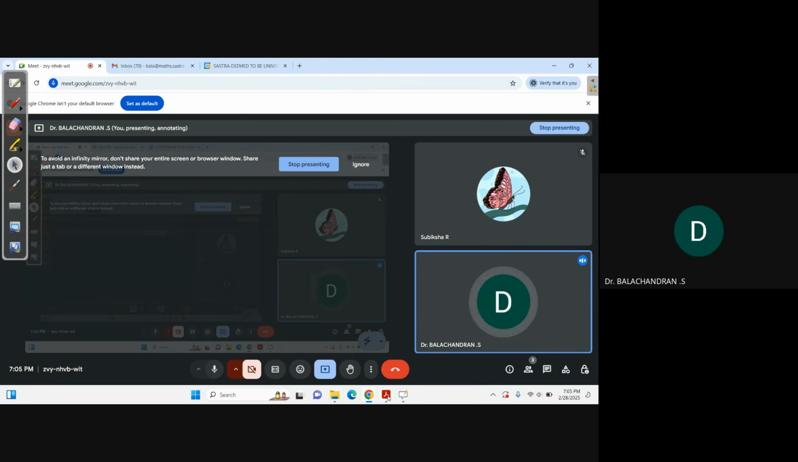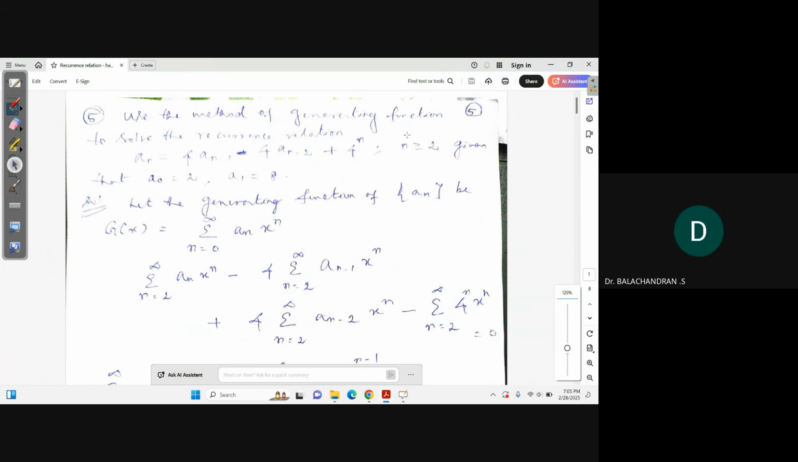So today we will discuss some problems in recurrence relation. I already wrote the problem, and I shared the problem here. Okay, so the problem is an equals 4 into an minus 1 minus 4 into an minus 2 plus 4. Maybe I will write the problem in the.